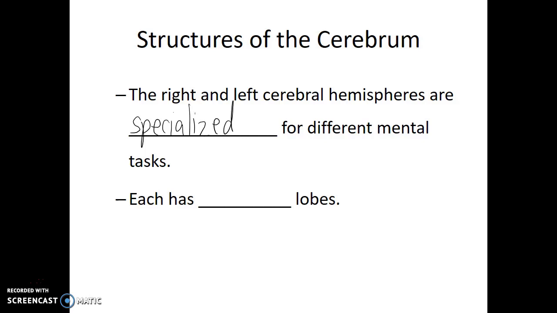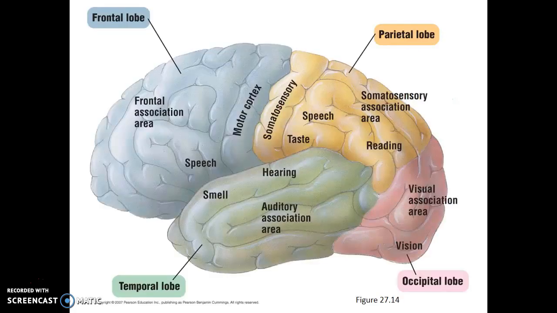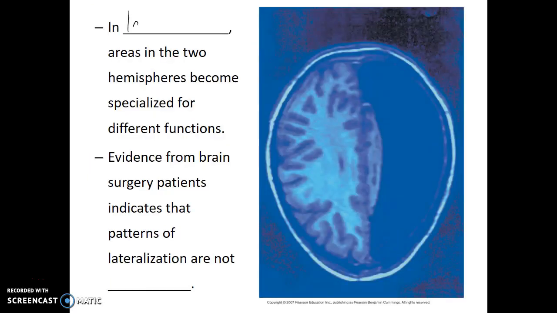In fact, each hemisphere of the cerebrum has 4 lobes. This includes a frontal lobe, a temporal lobe, a parietal lobe, and an occipital lobe. As you can see on this diagram, different regions and different brain processes do seem somewhat tied to different lobes of the brain. Lateralization is the name of the process in which areas of the two hemispheres become specialized for different functions.